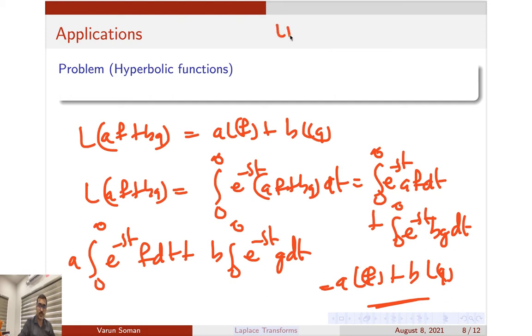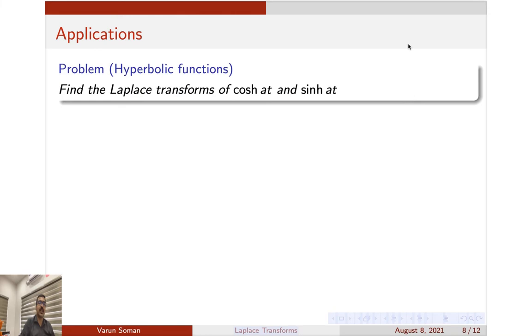The Laplace transform of 1 is 1 by s, and the Laplace transform of e raised to at is simply 1 by s minus a, and we also know the linearity property. So using these, let us do some applications. The first application is hyperbolic functions. I hope you know what a hyperbolic function is, what cosh and sinh are.